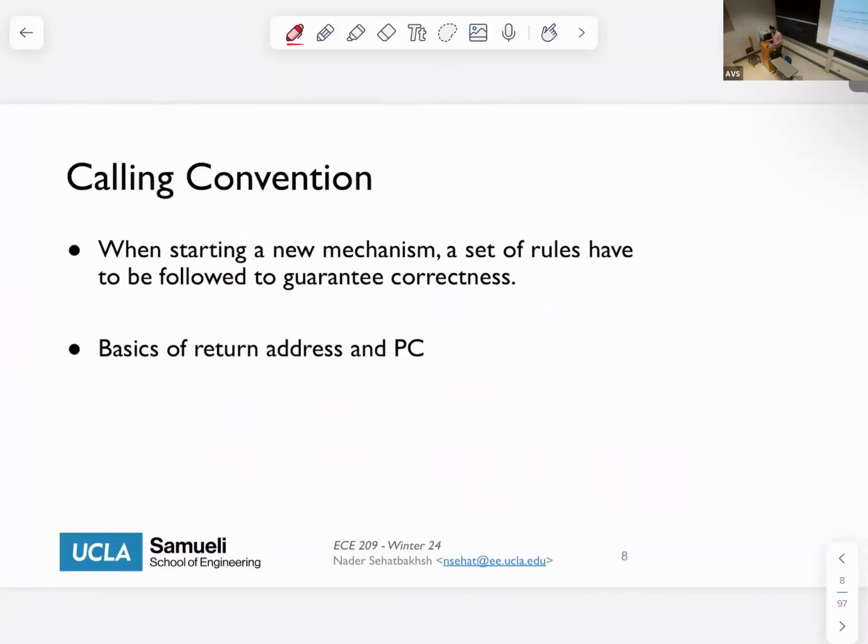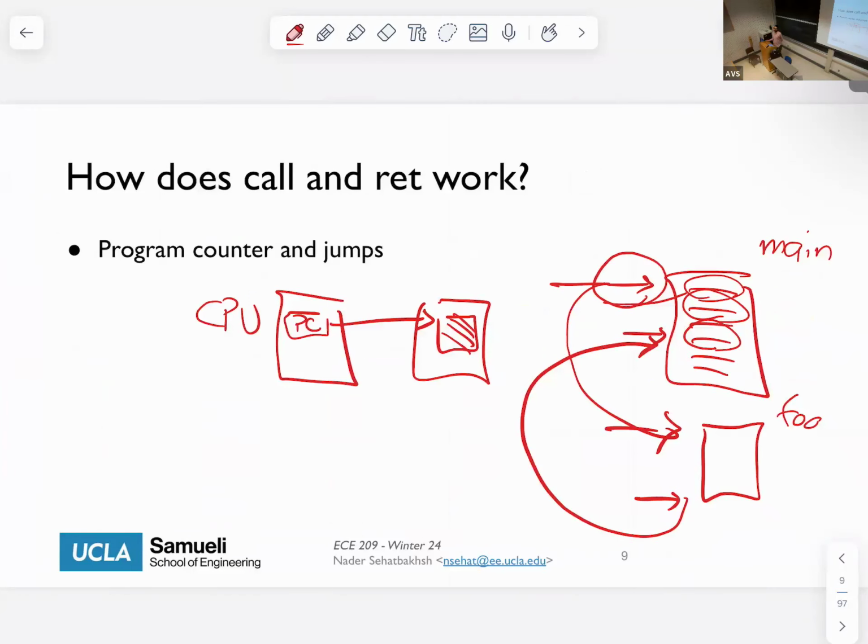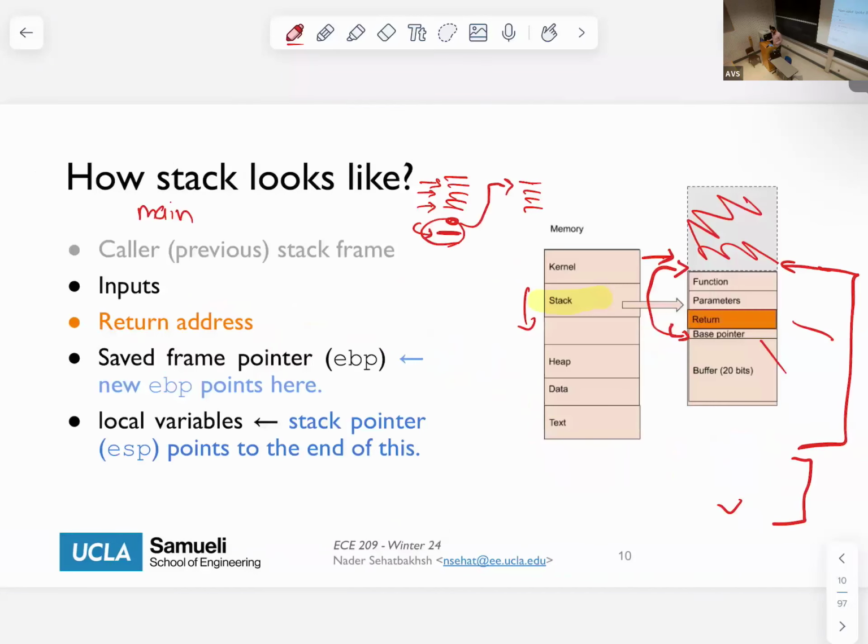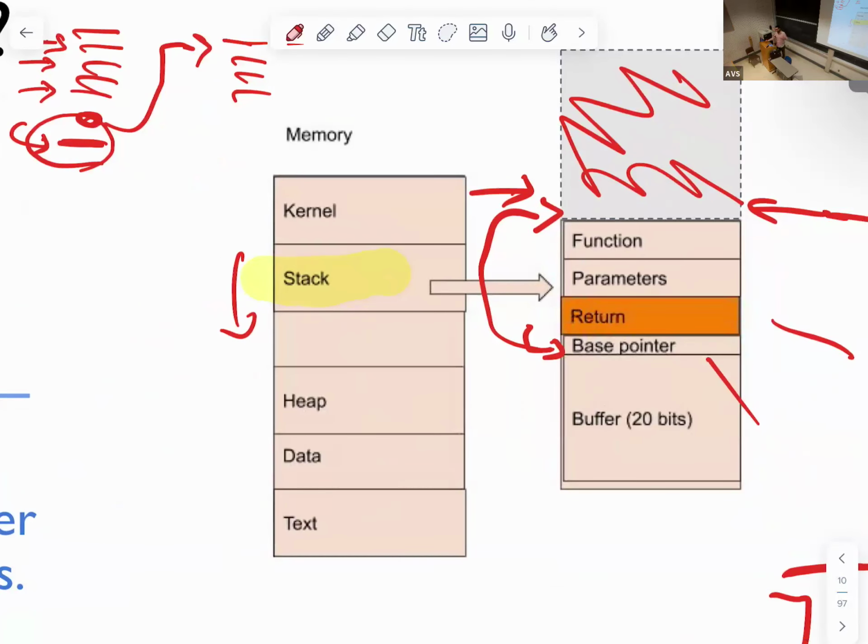Essentially, buffer overflow exploits the fact that we have a calling convention, where we need to change the PC when we are jumping and jumping back, right? When we are moving from one function to another function, we need to use and change the PC. The stack would look like something like this that we described: function parameters, the most important thing being the return address and the pointer, and then of course a bunch of space for local variables. Here I'm just giving you an example of 20 bits, but this is just any arbitrary size buffer, right?